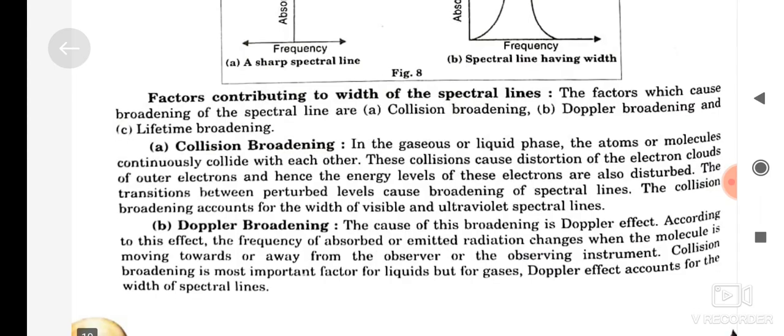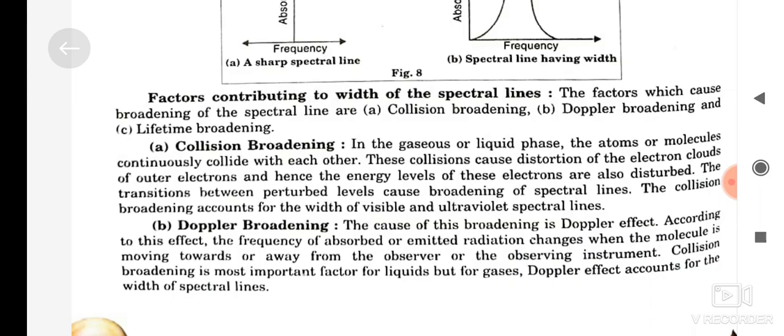Factors contributing to the width of the spectral line. The factors which cause broadening of the spectral line are collision broadening, Doppler broadening, and lifetime broadening. Collision broadening: in the gaseous or liquid phases, atoms or molecules continuously collide with each other. This collision causes distortion of the electron cloud of outer electrons, and hence the energy levels of these electrons are also disturbed. The transition between perturbed levels causes broadening of the spectral line. Collision broadening accounts for the width of visible and ultraviolet spectral lines.